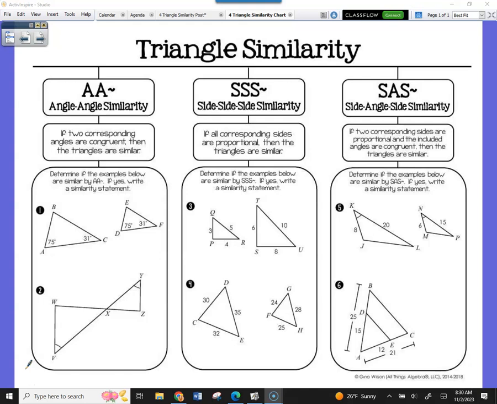Say 61 or 60? Oh, wow, I was off. Page 62, triangle similarity chart.